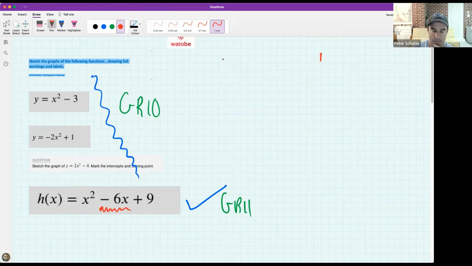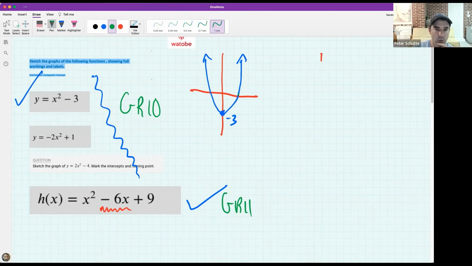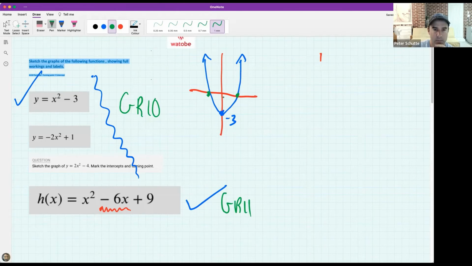In grade 10, all of your parabolas are stuck on the y-axis. For example, y equals x squared minus 3. You know that its turning point will always be the y-intercept. This one is a happy one. I haven't worked out my x-intercepts yet, but I know that the parabola is stuck on the y-axis, and its turning point will always be the y-intercept.